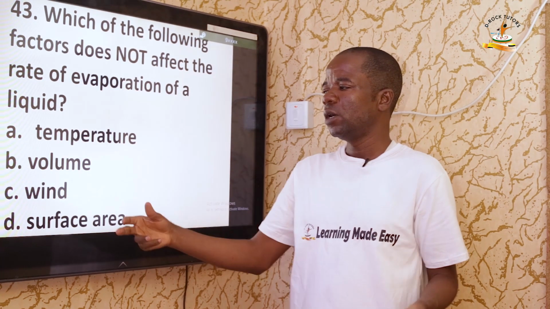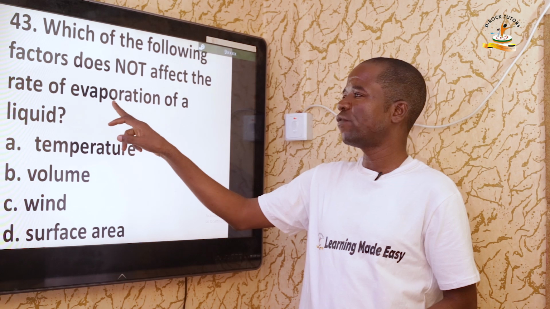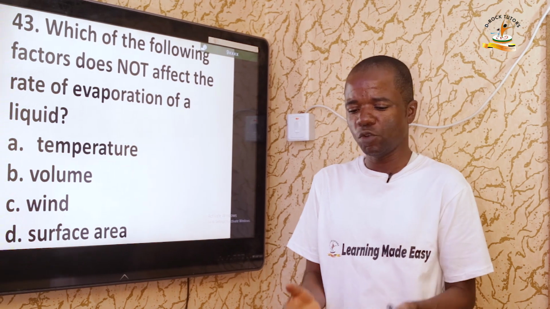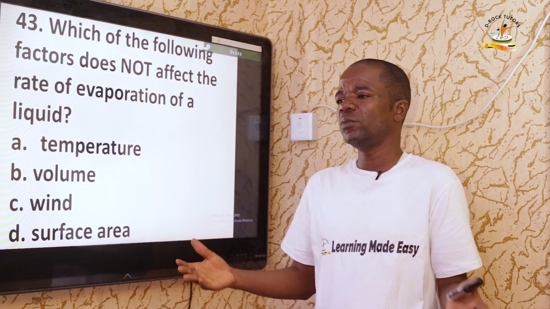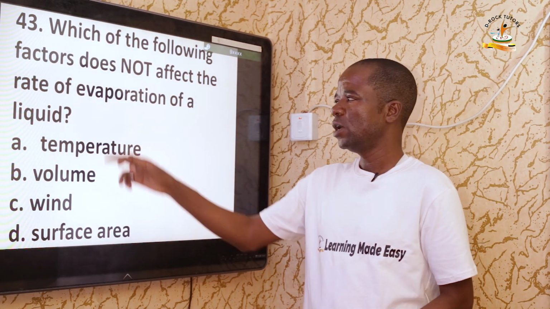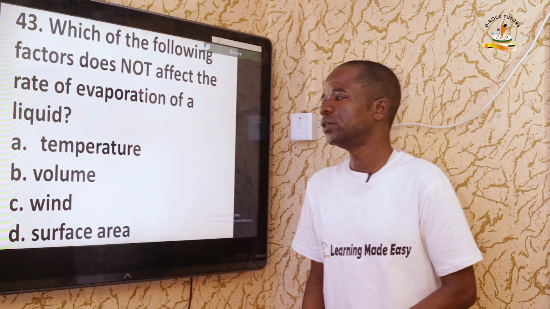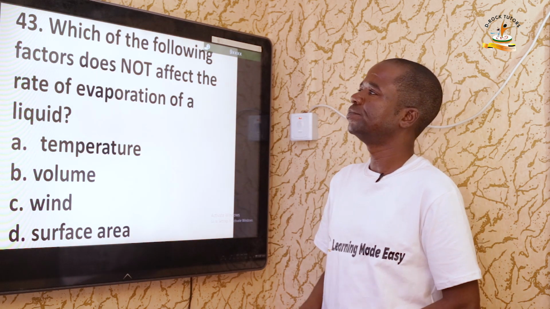But the volume does not affect the rate of evaporation. The rate of evaporation is independent of the volume. Either a smaller volume or a larger volume, it doesn't affect in any way the rate of evaporation. The correct answer for number 43 is B, volume. Let's go to number 44.